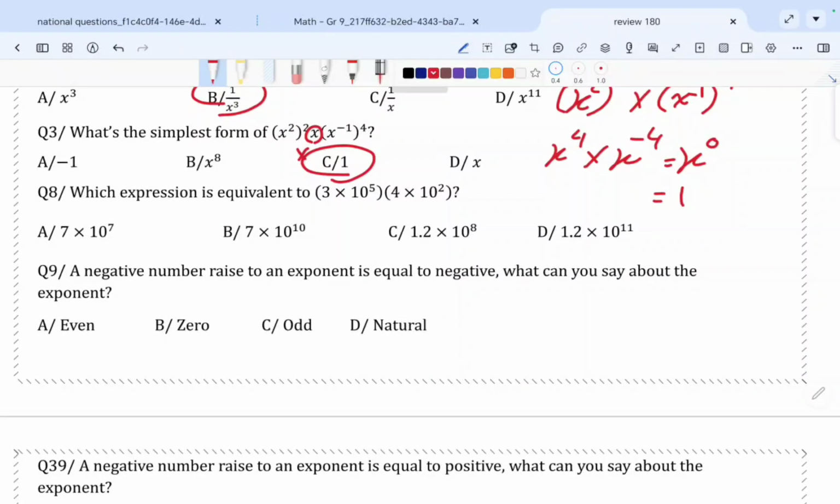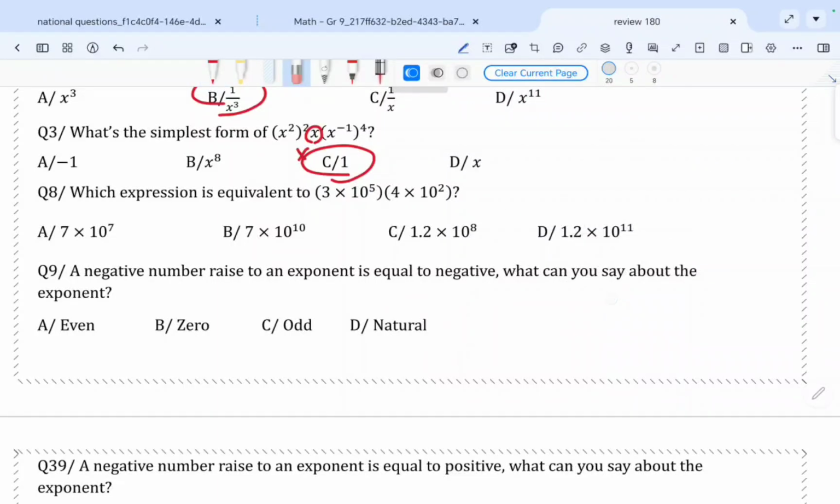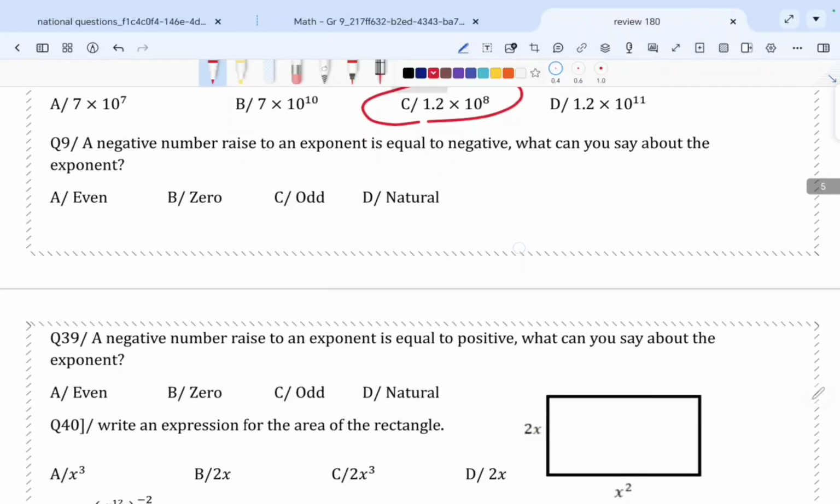Now we have 3 times 10 power 5 inside the parenthesis. In another parenthesis we have 4 times 10 power 2. Okay, let's see how we can solve it. We will say 3 times 10 power 5, so it will be 100,000 times 4 times what? 10 power 2, or 100. So the answer will be 1.2 times 10 power 8.